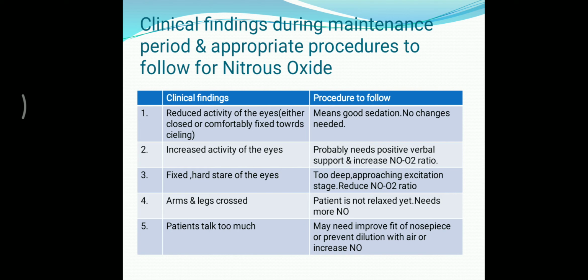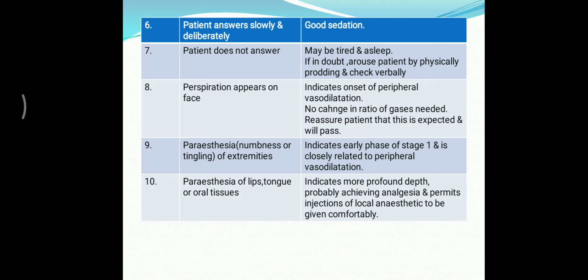Patient talks too much, may need improved fit of nose piece or prevent dilution with air or increase nitrous oxide. Patient answers slowly and deliberately, good sedation. Patient does not answer, may be tired and asleep. If in doubt, arouse patient by physically prodding and check verbally. Perspiration appears on face, indicates onset of peripheral vasodilation. No change in ratio of gases needed. Reassure patient that this is expected and will pass.